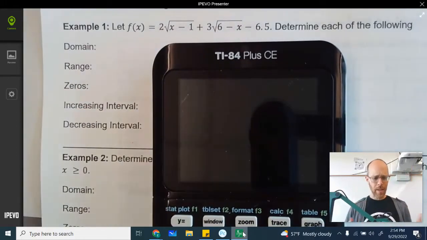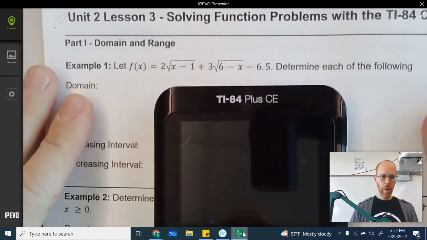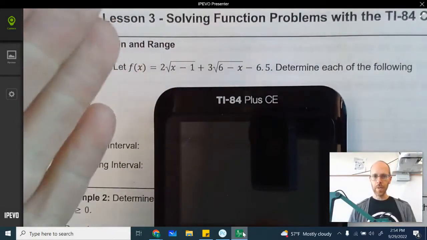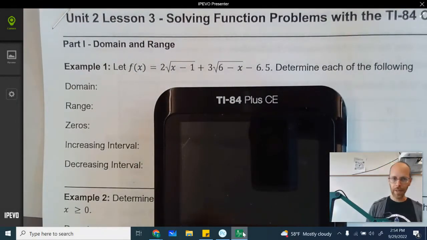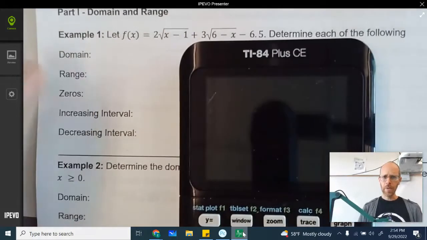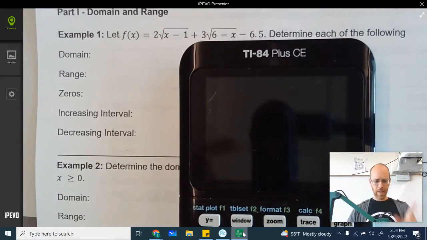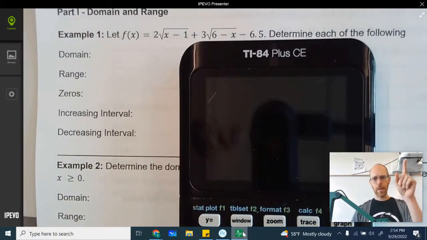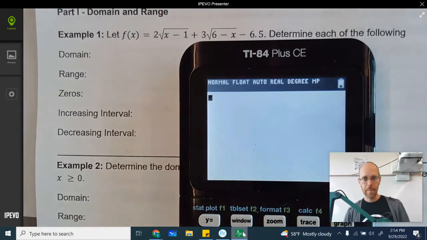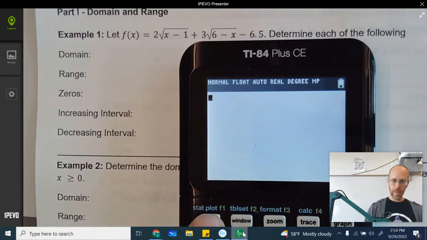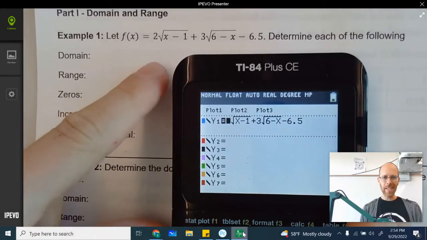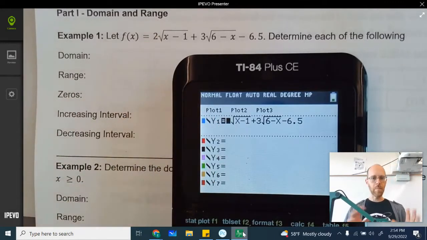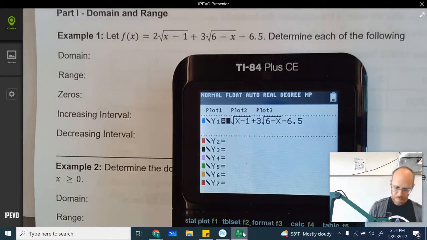Mr. Klein coming at you to talk a little bit more about how to use your calculator. We're on Unit 2, Lesson 3, solving function problems with the TI-84 calculator. I've said it before, but I can't emphasize this enough. Super important that you turn the calculator on. Let's do that and navigate to the y equals, and I'd like you to type this function in right here at y1. Pause the video if you need to.